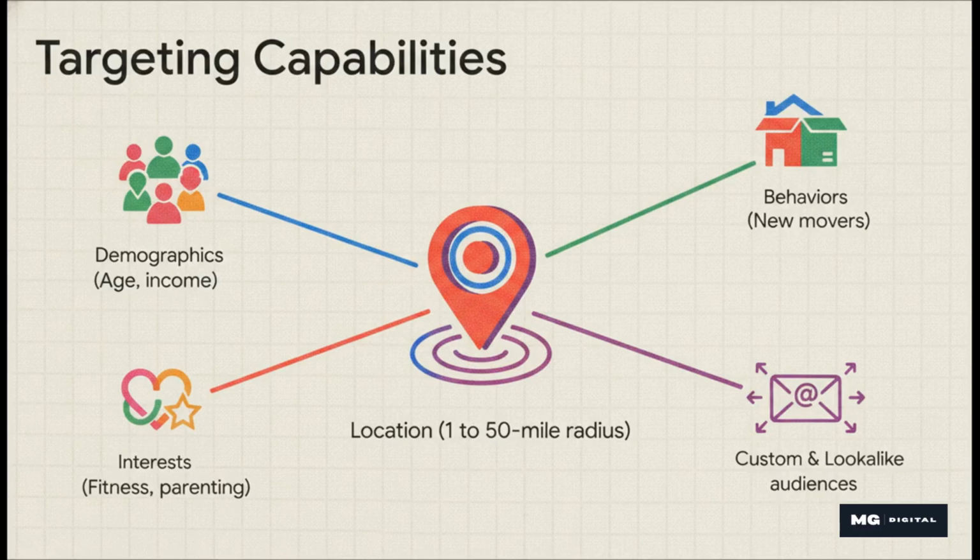Then you can layer on demographics, like age and household income. You can target based on interests, finding folks interested in fitness, dining out, or parenting. You can even target behaviors, like people who recently moved into town. You also have the ability to upload your customer email list to create custom audiences, or let the platform build lookalike audiences, where Meta goes out and finds brand new people who match the profile of your best customers. But listen, here's the most important takeaway for a local business owner. You really don't need to overcomplicate this. A specific location radius combined with just 1 or 2 relevant interests is usually all you need to start seeing success.